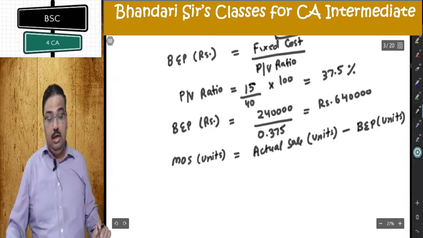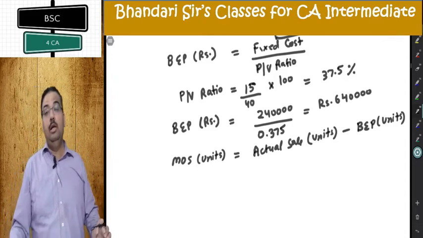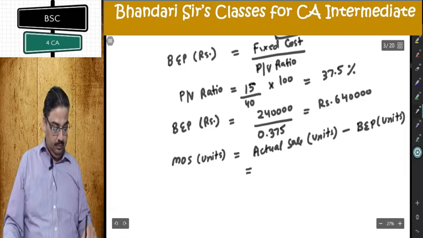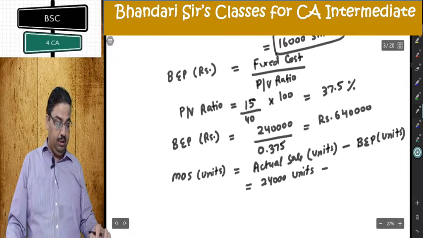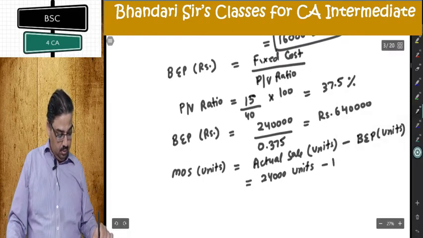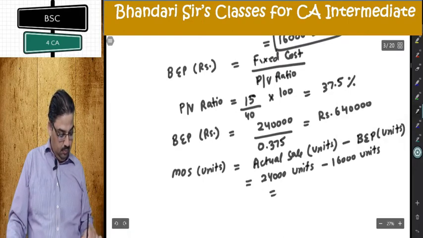Actually, how many units are they selling? First line of the question told me 24,000 units. 24,000 units minus break-even point I just computed above, 16,000 units. That is 8,000 units.